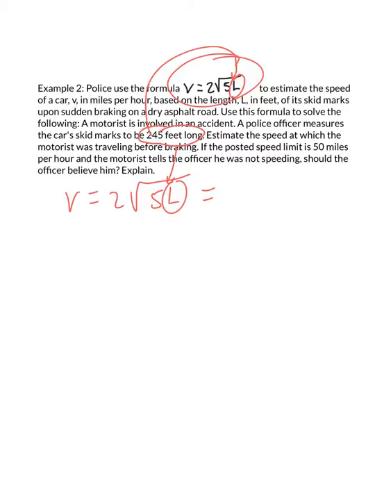Plug it in. So that's 2 times square root of 5 is part of the formula, times L is now being replaced with 245. Now that we've plugged into the formula, just simplify down. So I'm going to bring down the 2 that's in front. I'm going to do 5 times 245, that's under the square root symbol, 1,225.